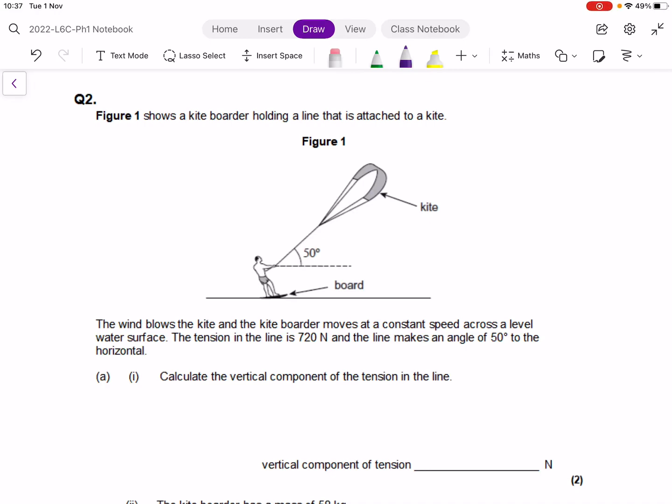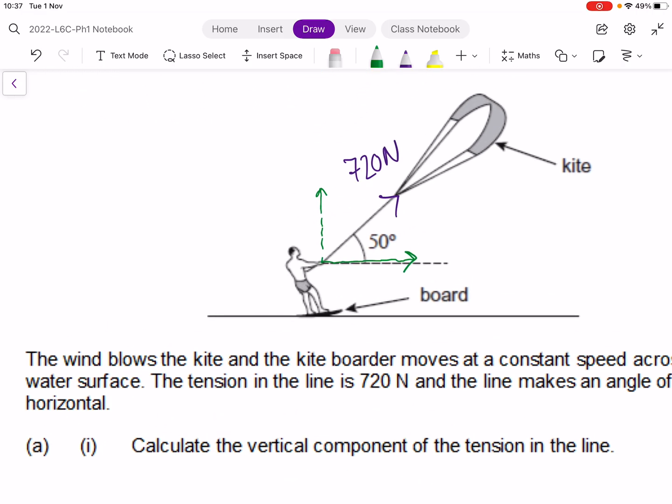Okay, so question 2. We have a tension in the line of 720 newtons, angle of 50 degrees. Find the vertical component of the tension. Okay, so we've got the vertical component right here. I'm going to label the horizontal component as well. What's the rule? It's a cos if you move through the angle, so this is sine. So this is 720 sine 50.